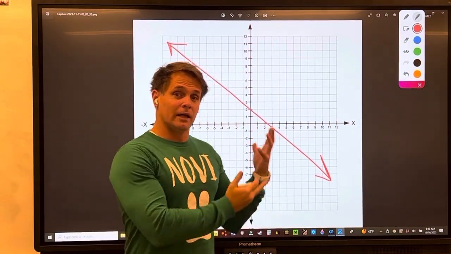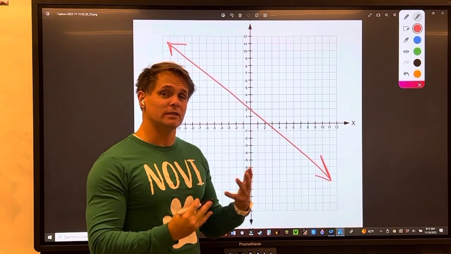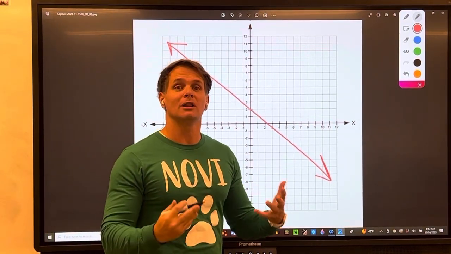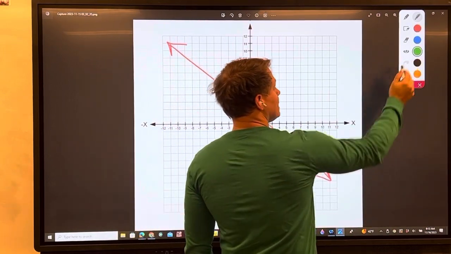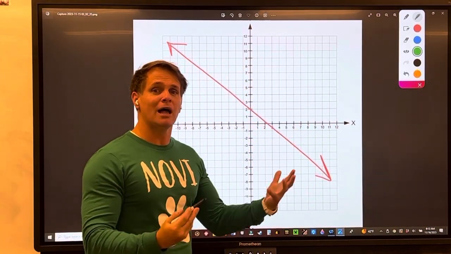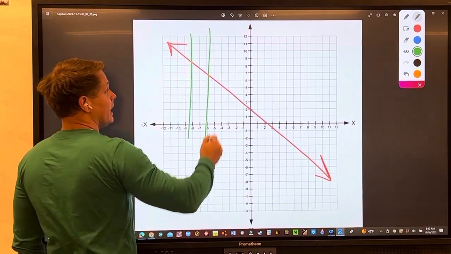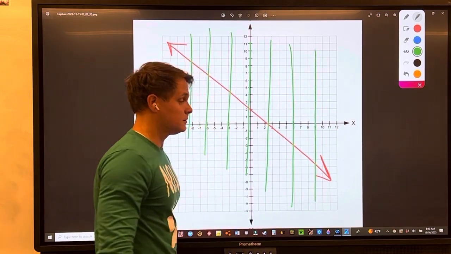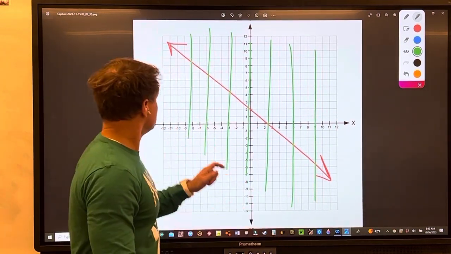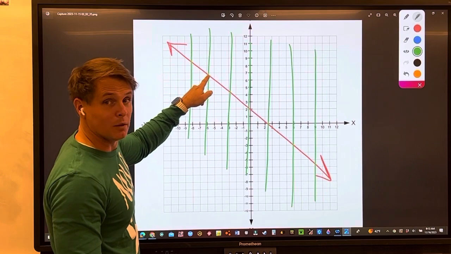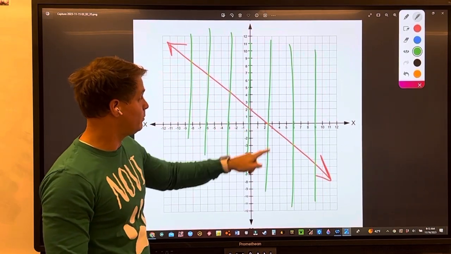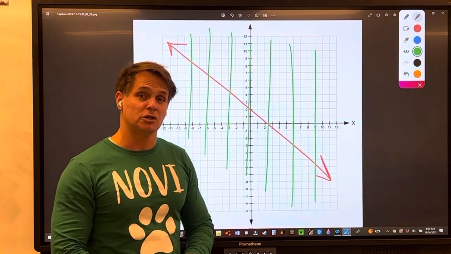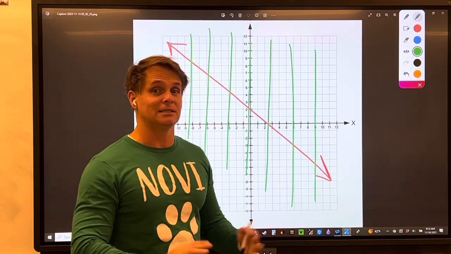A line like this is a function, and the reason why this line is a function is because it passes what we call the vertical line test. The vertical line test means that I can draw a vertical line anywhere on this graph, and if it only touches one place on the graph, then it is a function. Here you can see it touches at one place, one place, one place, one place, one place. If there's ever an instance where I can draw a vertical line and it touches the graph in two places, then it's not a function.